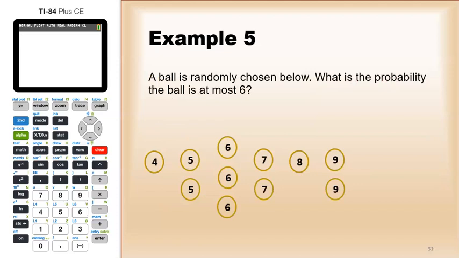Okay. A ball is randomly chosen below. What is the probability the ball is at most 6? So I count there's 1, 2, 3, 4, 5, 6, 7, 8, 9, 10, 11 balls. And at most 6 means 6 or less. So there's 1, 2, 3, 4, 5, 6 that are at most 6. So the probability is 6 out of 11.